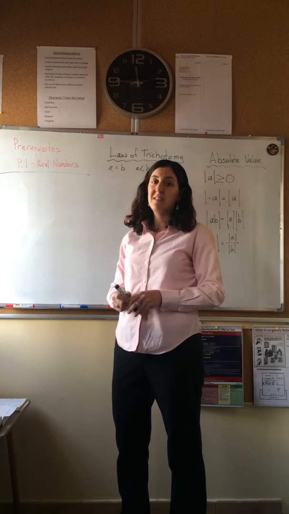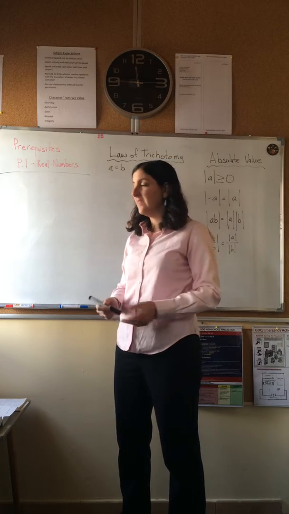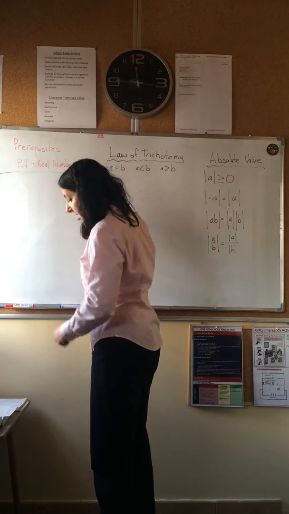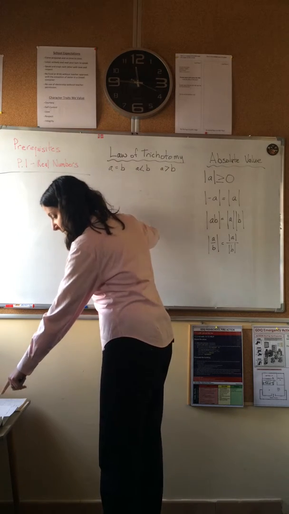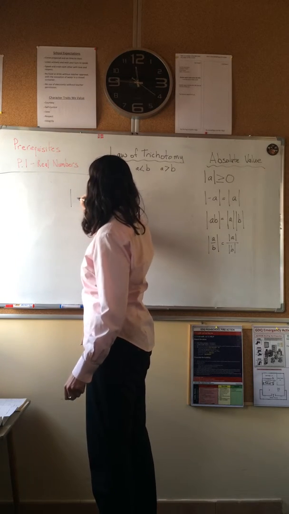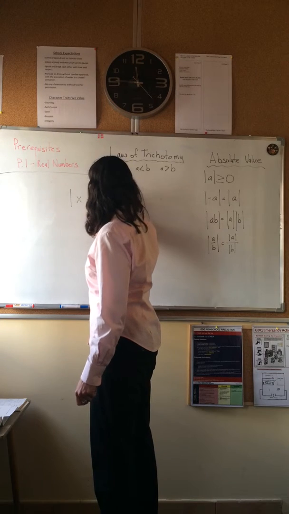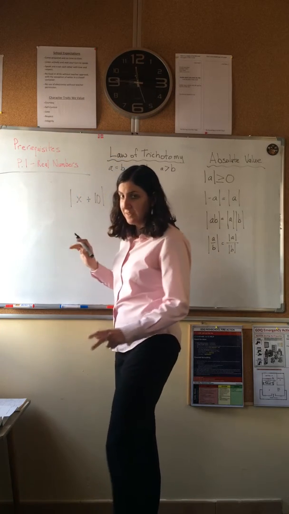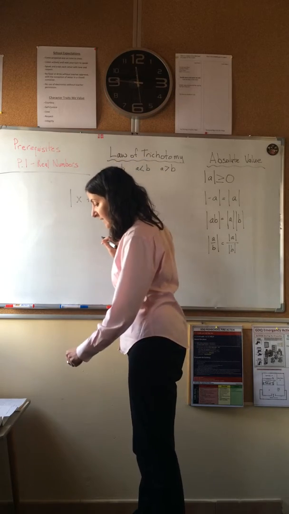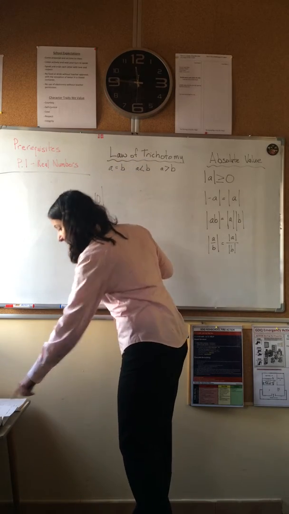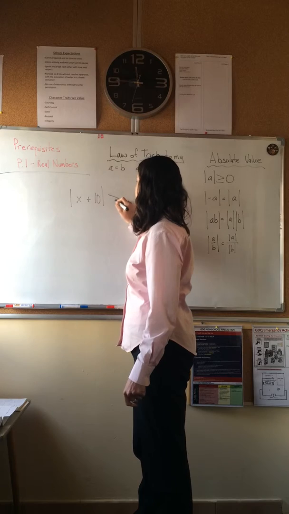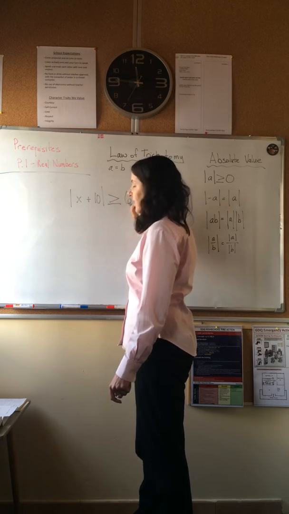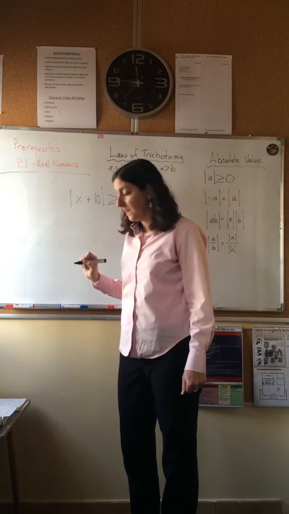Now we know distances have to be positive. We can't have a negative distance. So when we're looking at it, it says that the distance between them, so we can say the absolute value of x plus 10, because it's a negative, we can't have the negative there, has to be at least 6. So it has to be greater than or equal to 6.